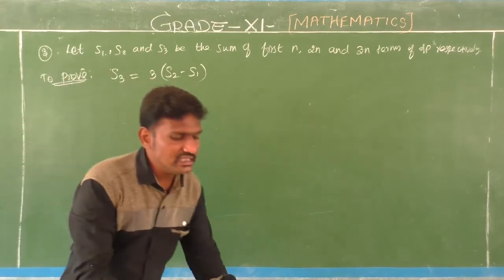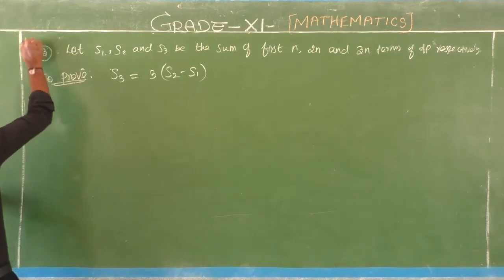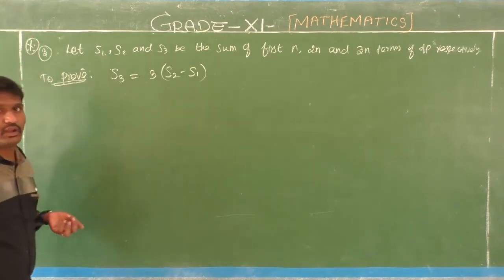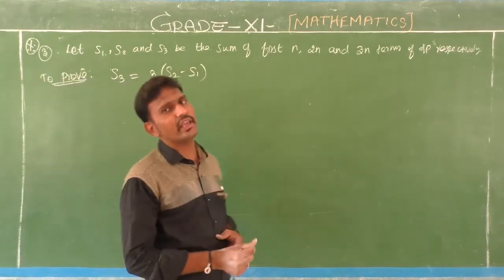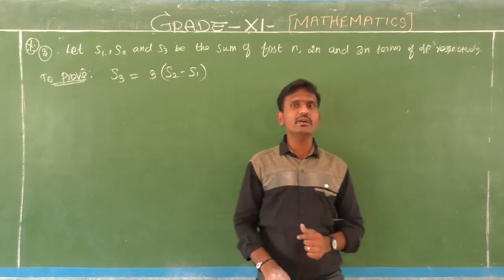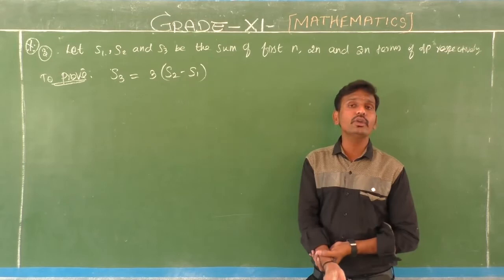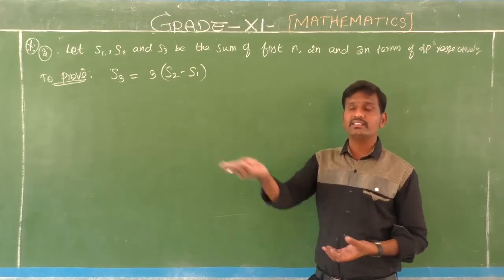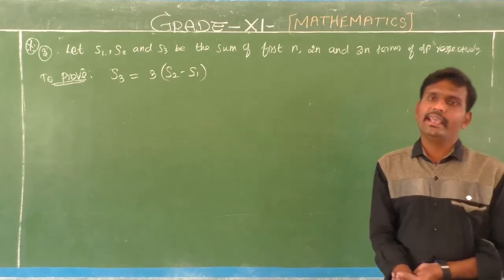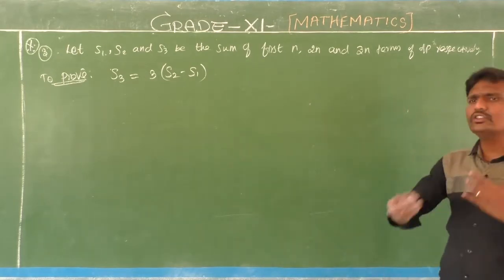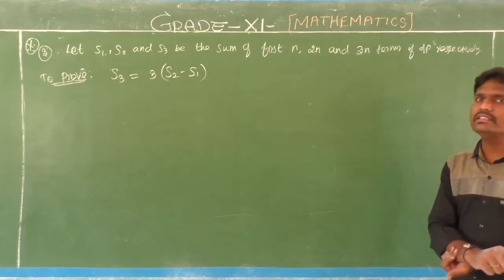Yes, students. This question is a 4 mark question, so it is a very important question. Listen carefully. Before that, you should know the formula for the sum of n terms. For the sum of n terms you have 2 formulas: Sn equal to n by 2 into 2a plus n minus 1 into d, and the next formula is Sn equal to n by 2 into a plus an, or a plus l. So which one do you want to take? Take the first formula. That is the easy method to use.